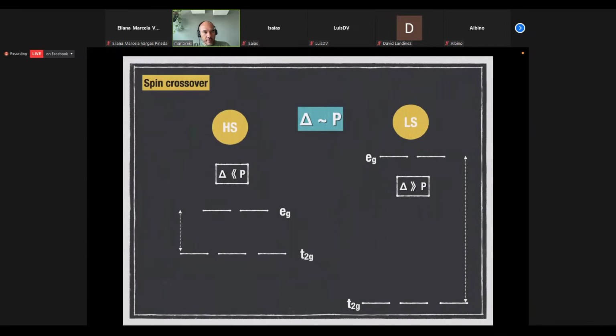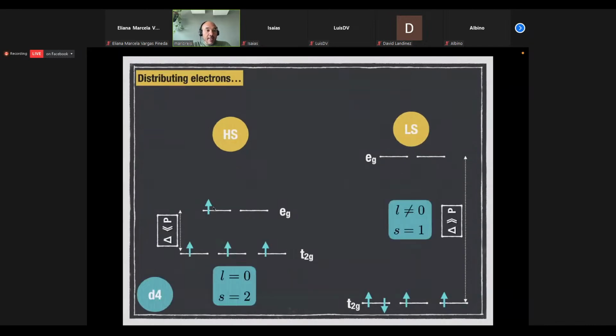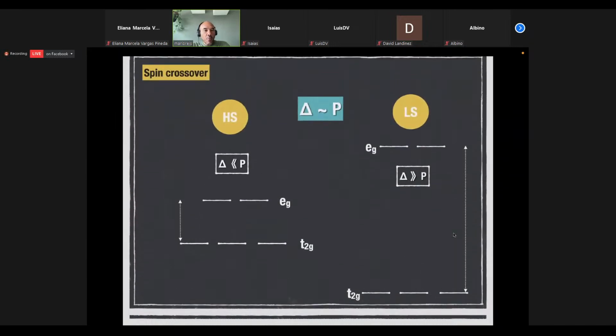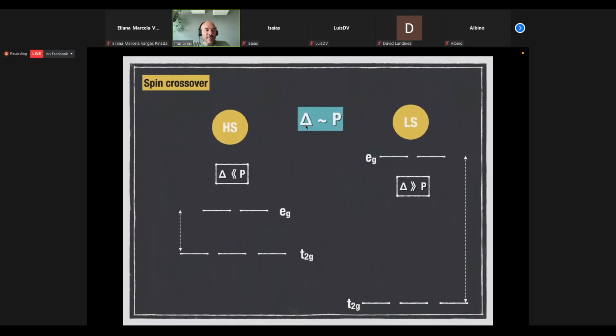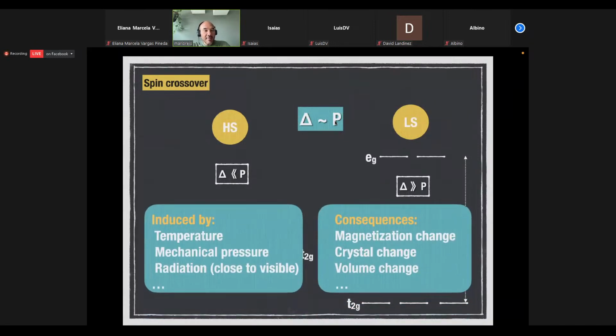What's the spin crossover? But look here, these cases are extreme cases. Crystal field splitting much smaller and much higher than P. However, what does happen when the crystal field splitting is of the same order of magnitude as P and the same order of magnitude as the external excitation, like temperature, mechanical pressure, radiation? The consequence is the spin crossover.